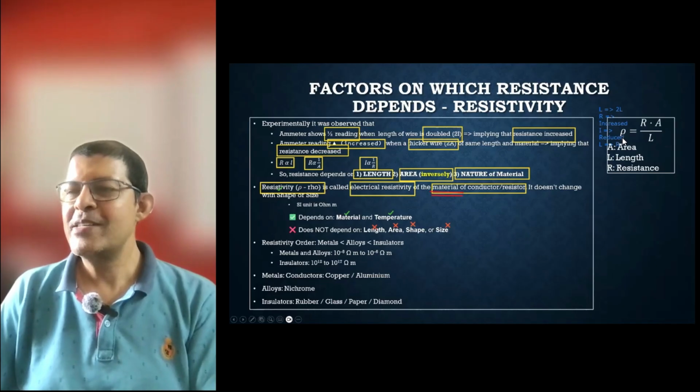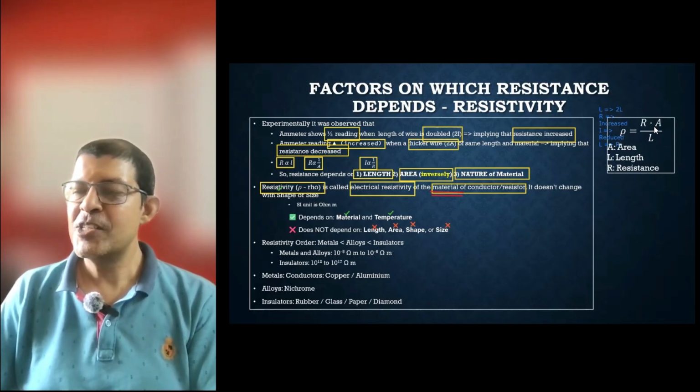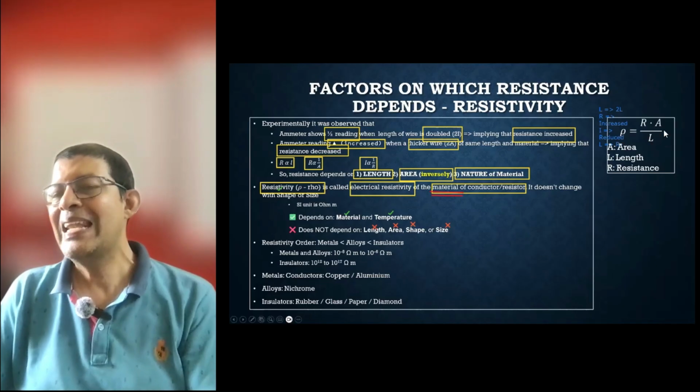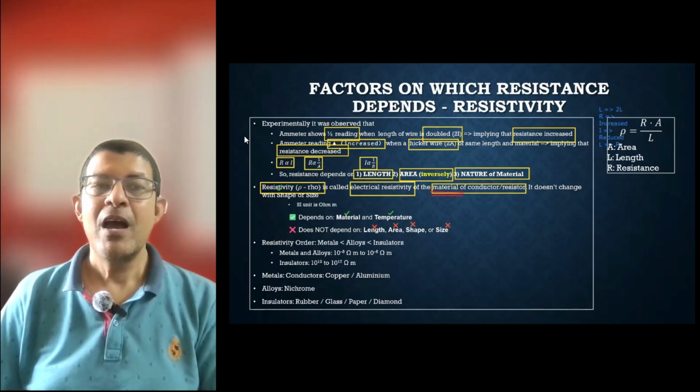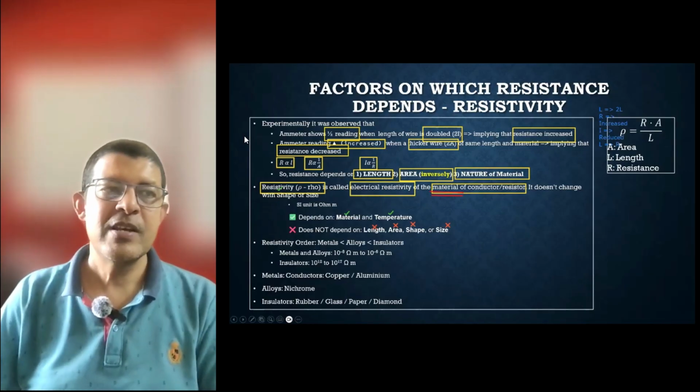Now, rho is given by the formula resistance times cross-sectional area divided by the length of the wire. Okay. So now that we have understood the factors on which resistance depends, let us move on. Let us clear this stuff.